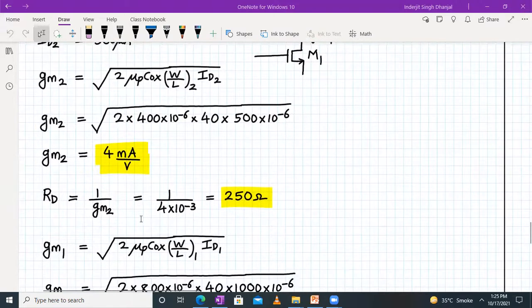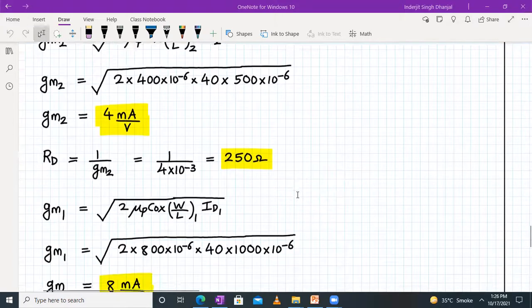Okay. So we'll find the value of 1 upon GM2, that is RD, as we substitute. So 1 upon GM2 will be 1 upon 4 milli, that will be 250 ohms. Fine. Next, we find the value of GM1.